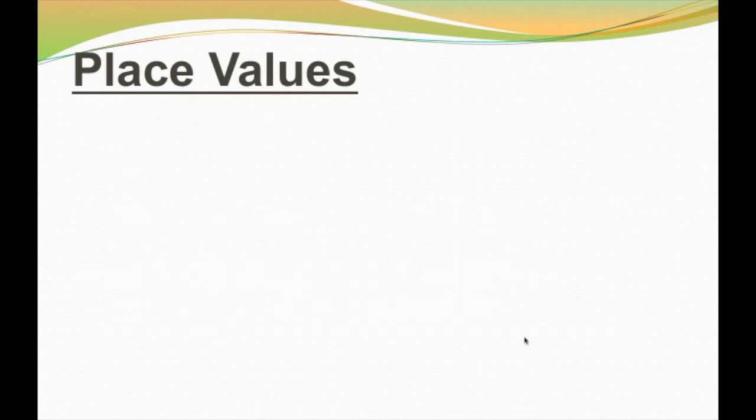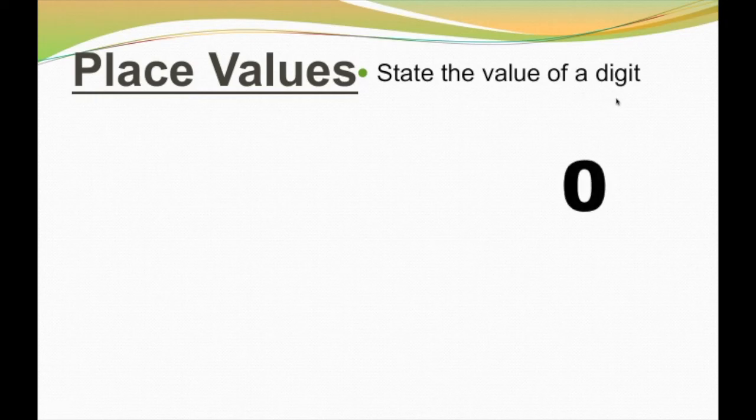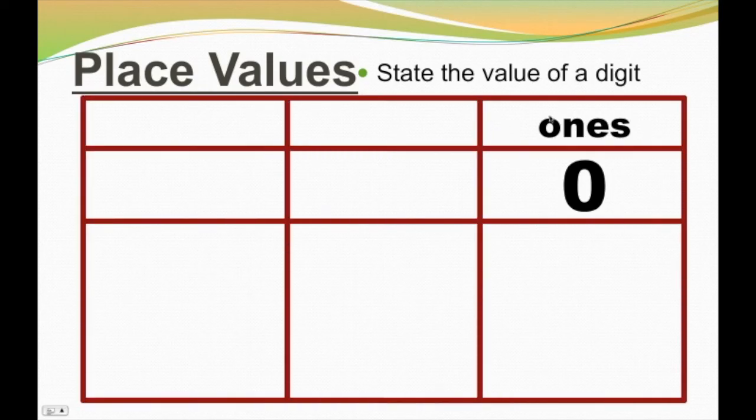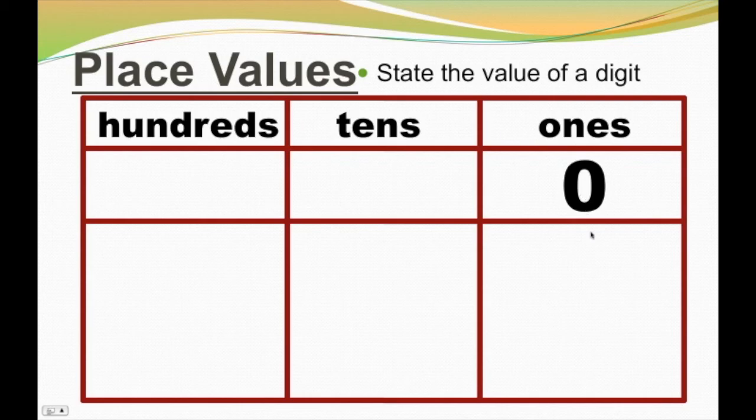So let's try and create a table. Place values help us to state the value of a digit. So let's start off with the number 0. 0 is in the ones place. Right next to the ones place is the tens place. And after the tens place is the hundreds place. So right now we have nothing here. There's nothing in this box below 0 because 0 means that we literally have nothing.